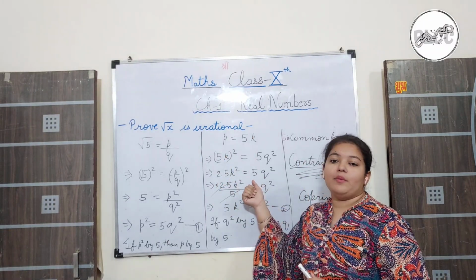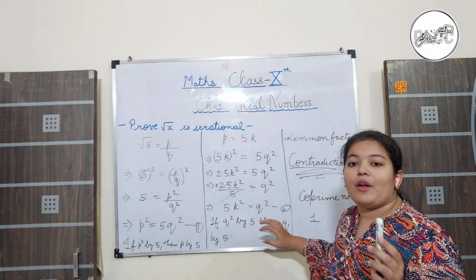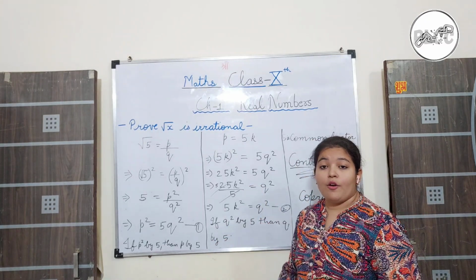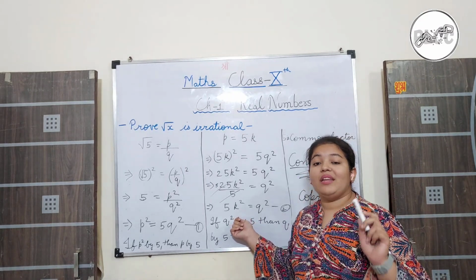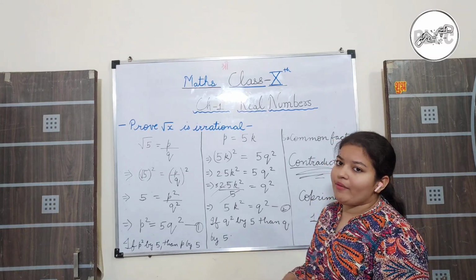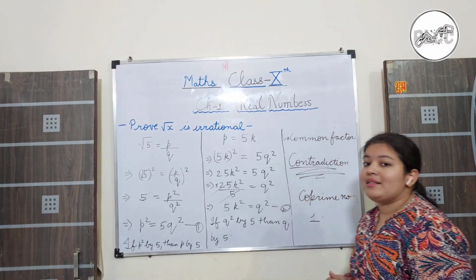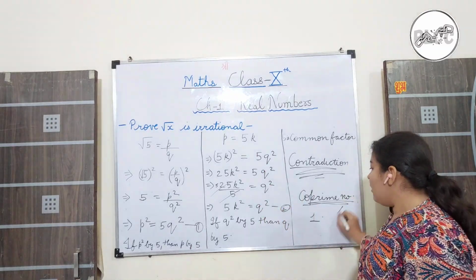5 square is 25 and K square is K square. Then the 5 here, which was in multiply, came here in divide. So the next equation formed is 5K square equals Q square. From here we notice another thing: if we multiply any number K with 5, it gives you Q square, which means that Q is also divisible by 5. But it says that our assumption that P and Q are co-prime is wrong.